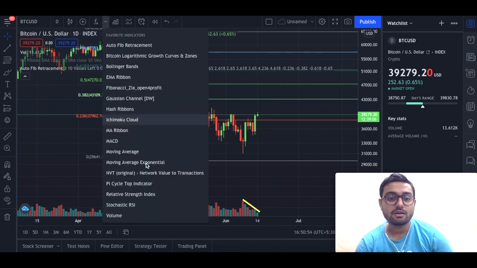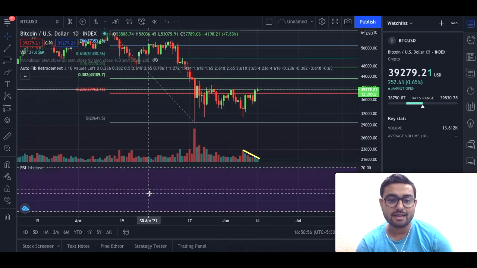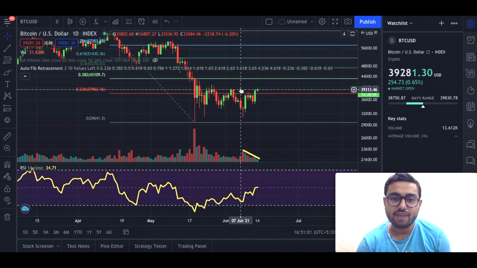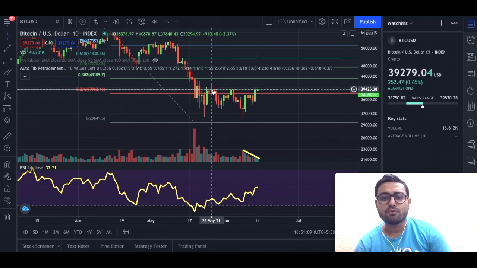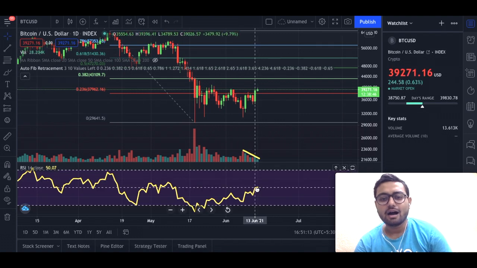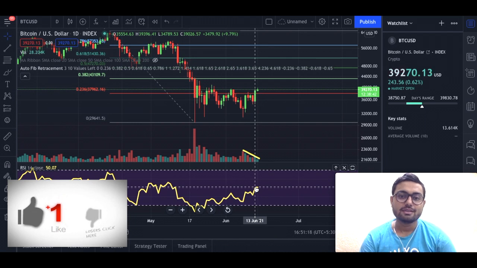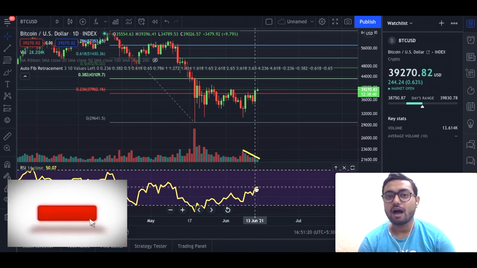Let's pull out the RSI and see what the RSI has in store for us. So the RSI, as we can see right here, we have actually printed a higher high, which is a very good thing. The price is somewhere around this region of 39,400 or so, but still we have printed a higher high. This is a divergence, and it is a bullish divergence. So this is actually a good sign coming from the RSI on the daily time frame as well.